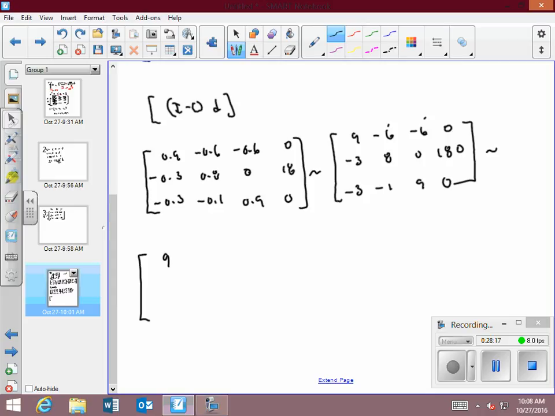I'm going to go 9, minus 6, minus 6, and 0. Then I'm going to take 1/3 of the first row, and that will get this one 0. And 1/3 of minus 6 is a minus 2, so that makes this 6. And 1/3 of a minus 6 is a minus 2, so that makes this a minus 2, and this is 180. Then I'll do 1/3 of it again, so I'm going to get 0. And then this is minus 2 minus 1 is a minus 3. Minus 2, 7, 0.